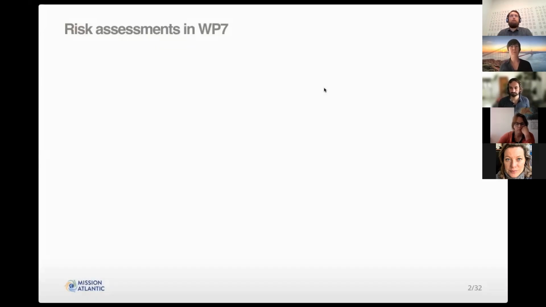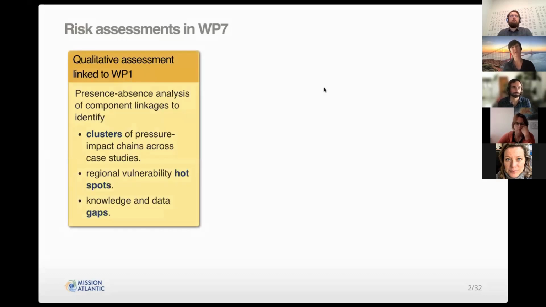So once more, what we are going to do in work package 7. You heard that we wanted to start with a qualitative assessment, and that is really now only linked to work package 1, to the linkages that you establish between the system components that you defined within that ODIM framework. The initial idea in that report, in the first task, was to look at just the presence absence data, and maybe identify clusters of pressure impact chains across case studies, identify whether there are regional vulnerability hotspots, and also reveal knowledge or data gaps.